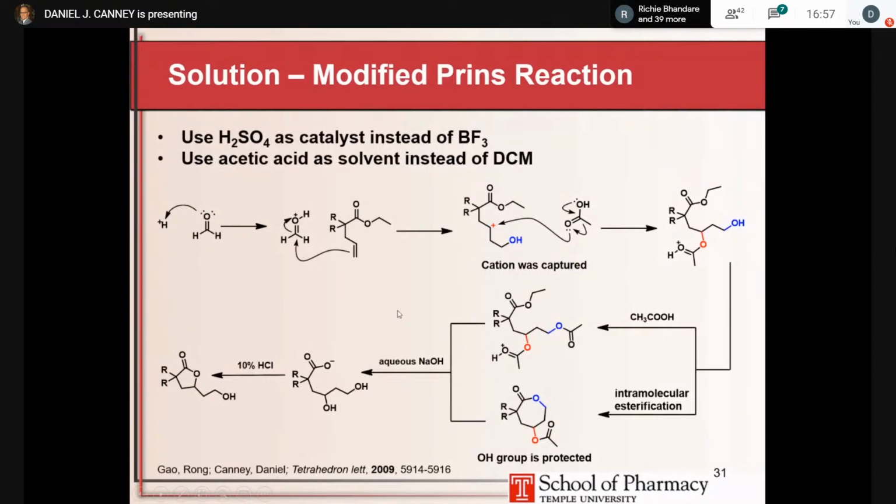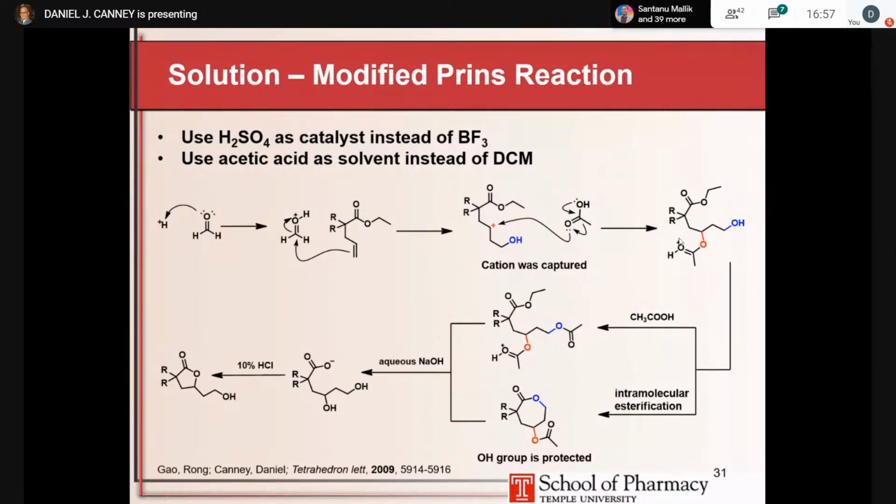Here he was using sulfuric acid as catalyst instead of BF3, and he used acetic acid as solvent instead of dichloromethane, and solved both of those problems by doing so. So the cation is being captured by the acetic acid to generate this intermediate.